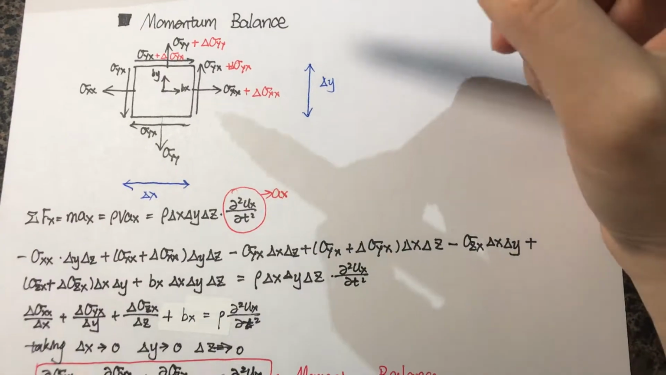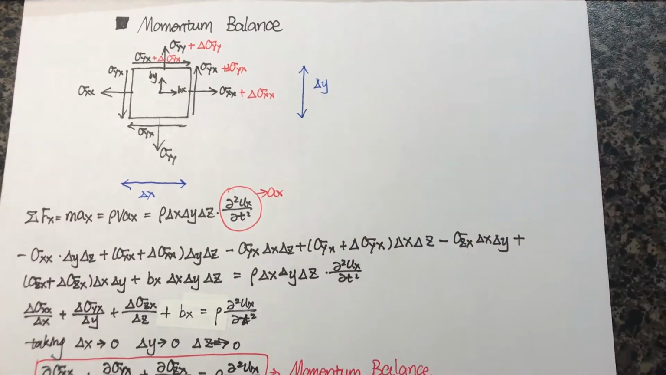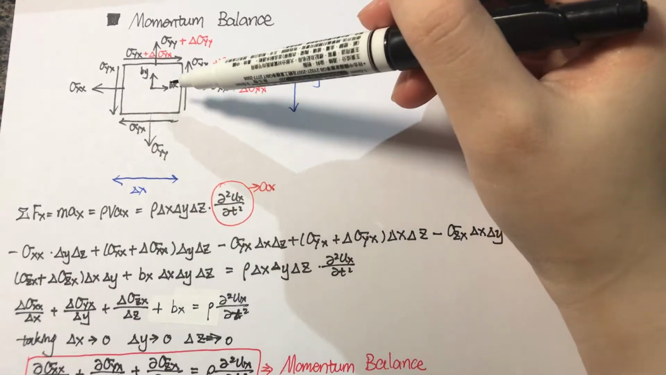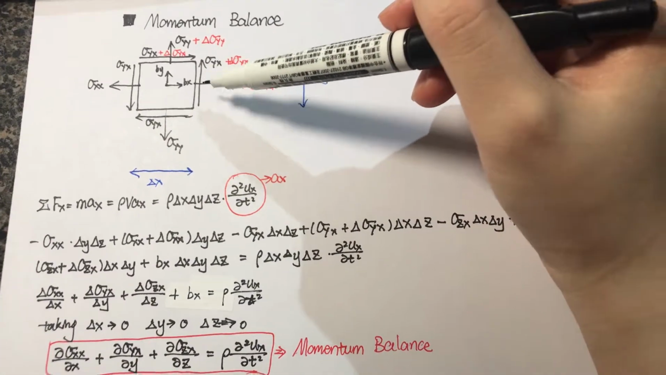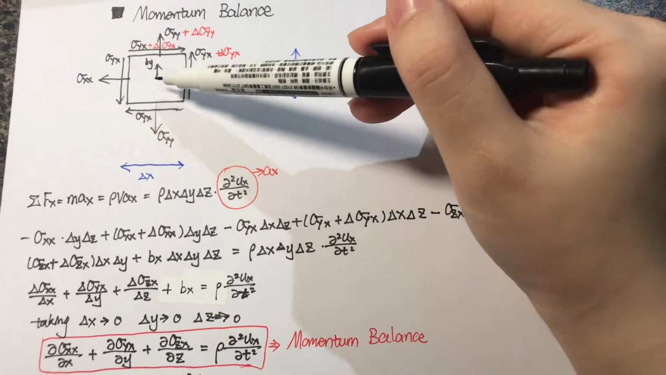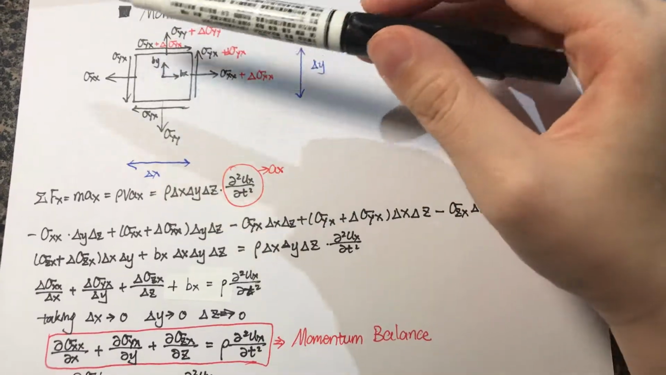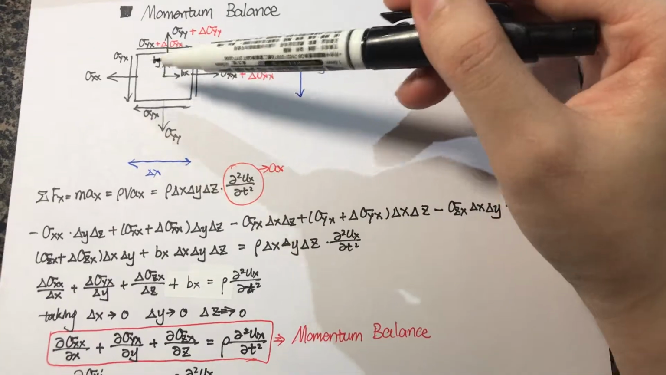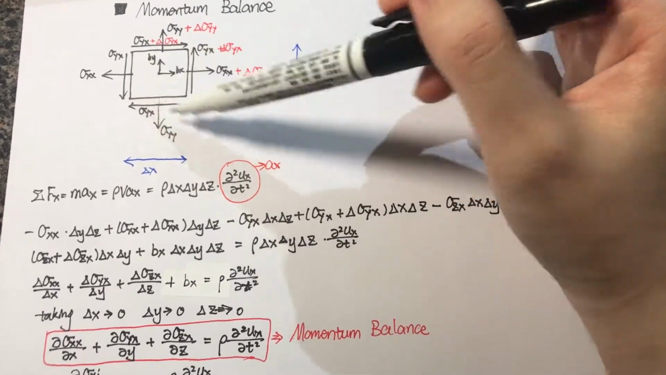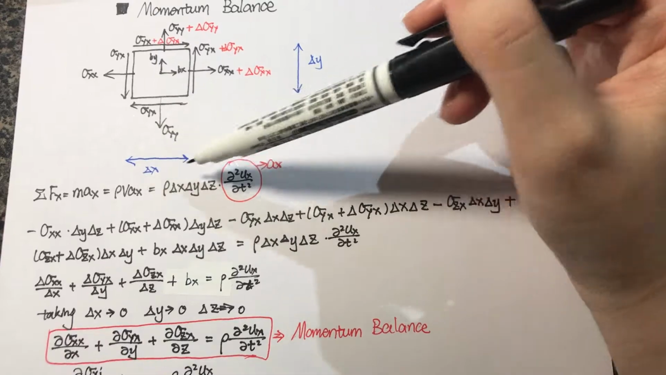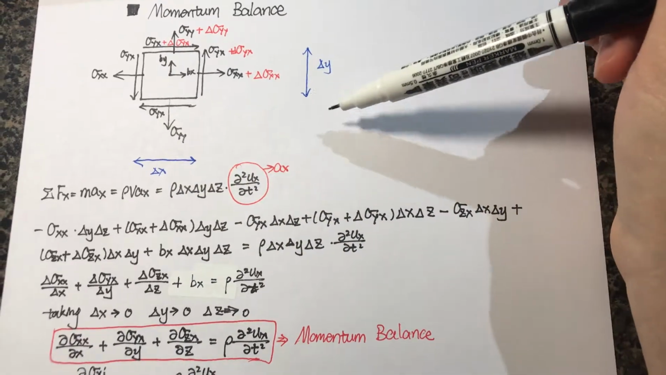Okay, so today I'm going to talk about the momentum balance. For this one, this is a cube, actually in 3D. There's a z-axis in and out of the page, but I only draw it in 2D. The length of this side is delta x, and for this one is delta y.